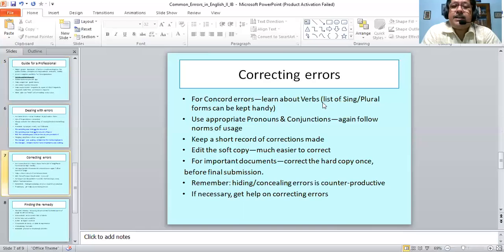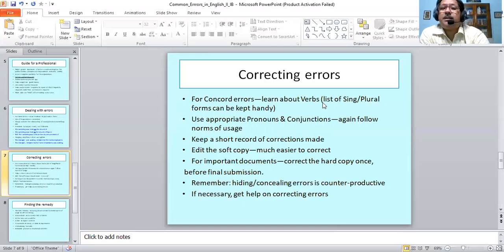For concord errors, learn about the verbs, because mostly it's the singular or plural forms of the verbs that we need to know. So if you're not sure about the verbs, keep a list of the singular and plural forms of the verbs handy with you. Keep a soft copy so that you can quickly look it up. Use appropriate pronouns and conjunctions. Again, follow the norms of usage.